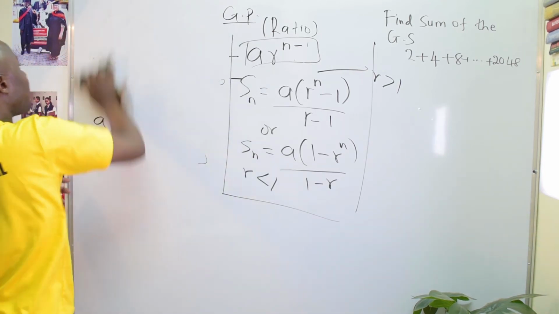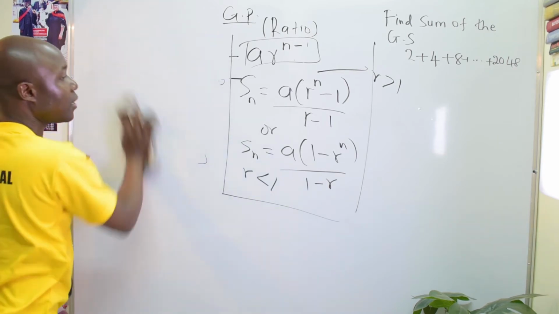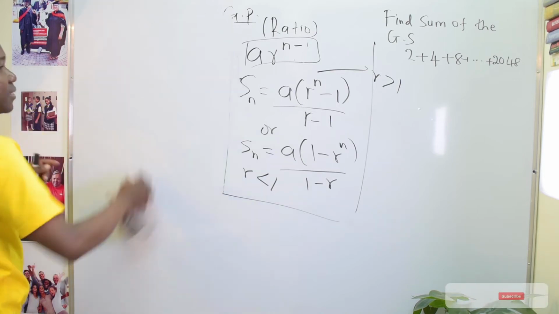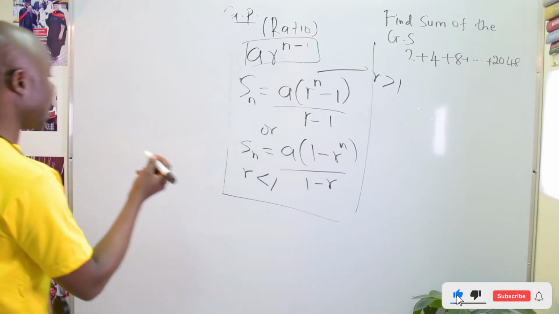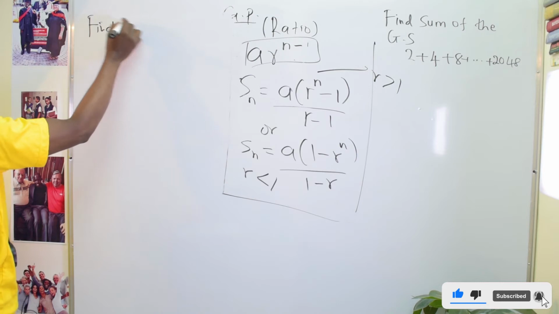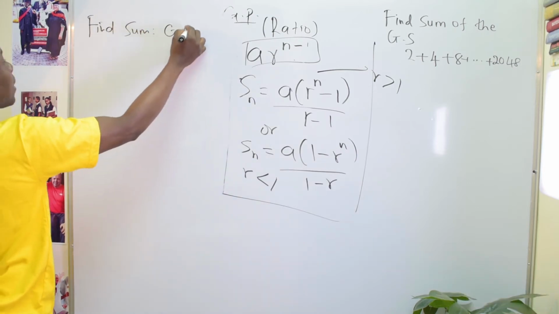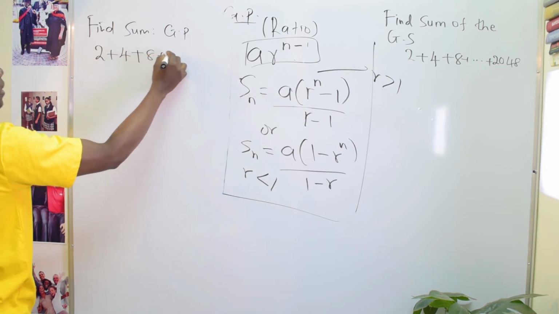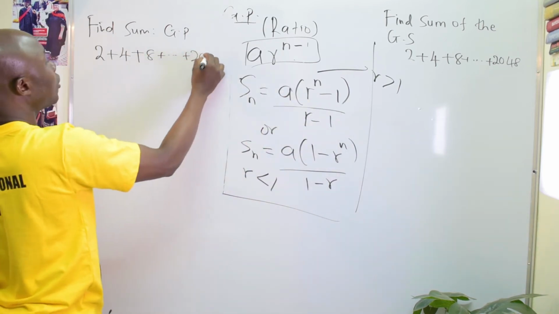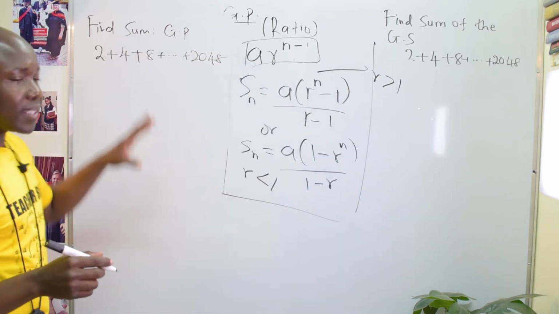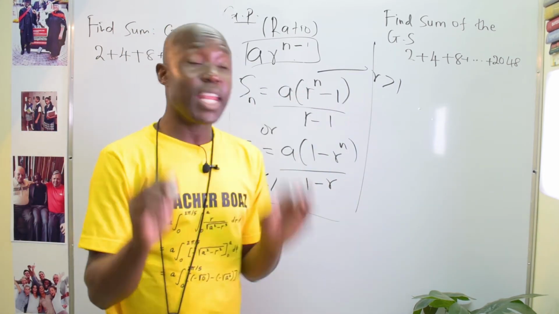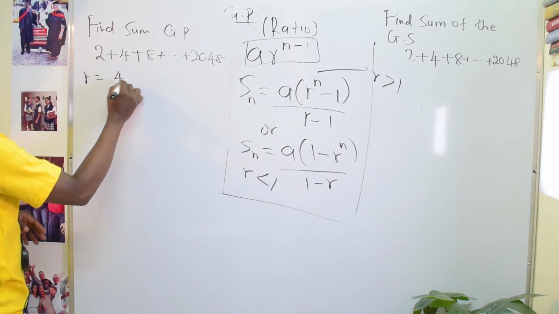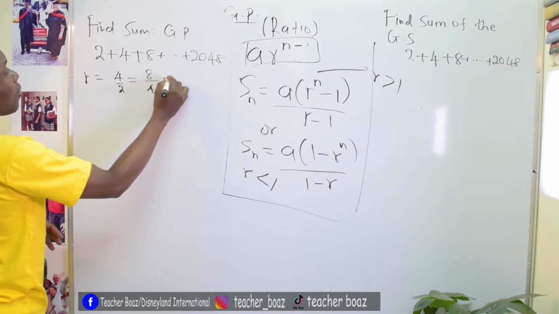Let me give you an example. Mostly I use the problems given to me by students from the system. Now, there was a problem a student was asking, find the sum of the geometric progression or geometric series: 2 plus 4 plus 8 plus ... plus 2048. Now, for you to find the sum, you need to test the common ratio. 4 divided by 2 is the same as 8 divided by 4, which is 2.